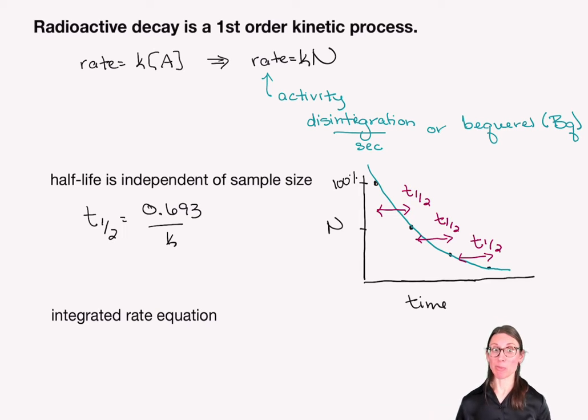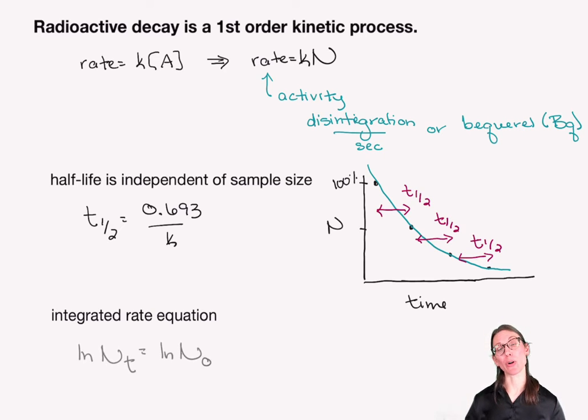Now, also remembering your kinetics, you will know that we have integrated rate equations where we can relate how the number of particles change over time. So for a first-order reaction, the natural log of the number of particles at any particular time, N_t, is going to be equal to the natural log of the number of particles initially minus kt.